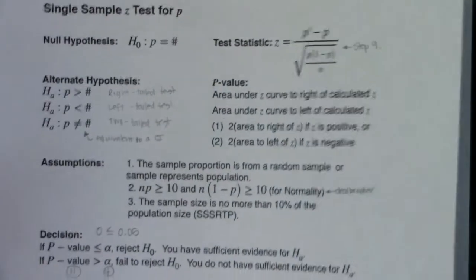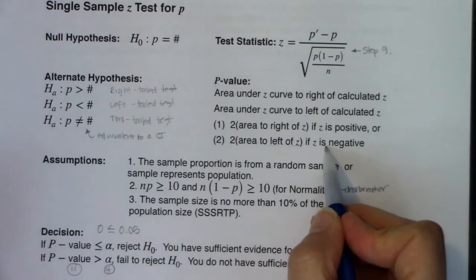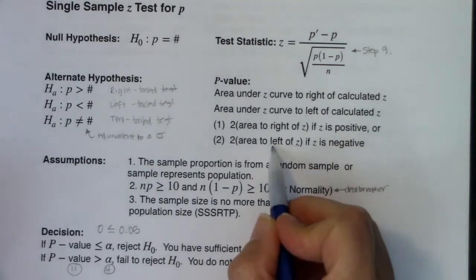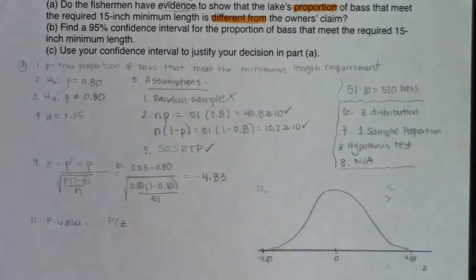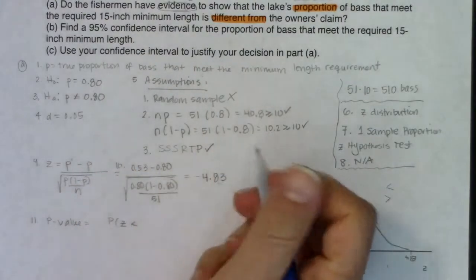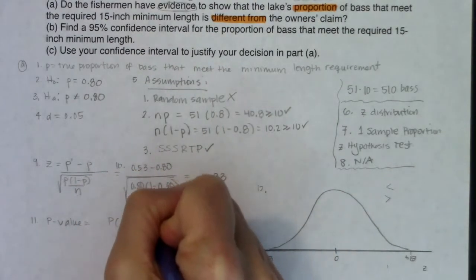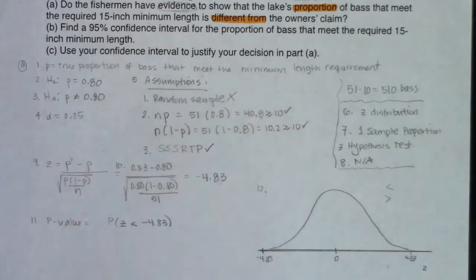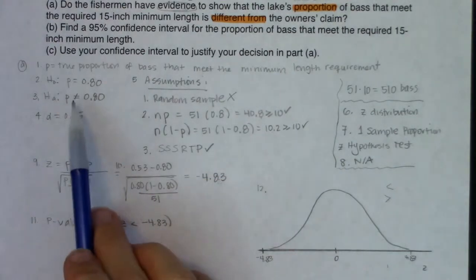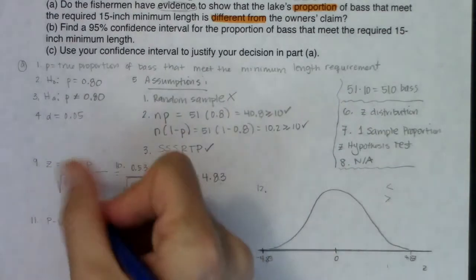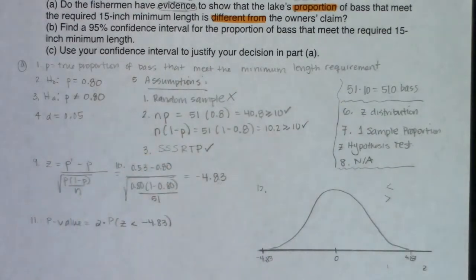Okay, and here's how you decide. If your z-score is negative, which it is from step 10, go to the left. So use a less than. Use your number from step 10. And here's the kicker. Because this is two-sided, you will multiply this number by 2. You will double it for symmetry. I will not only get the area to the left of that calculated z-score, but I will also include the greater than version, and I will just double for symmetry.